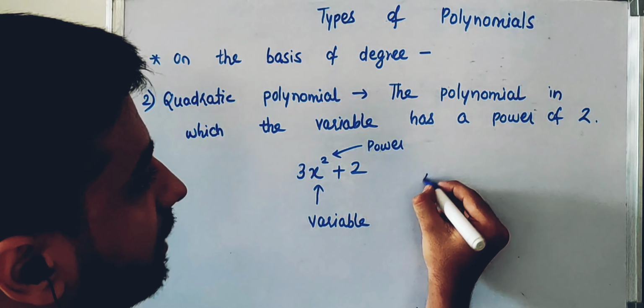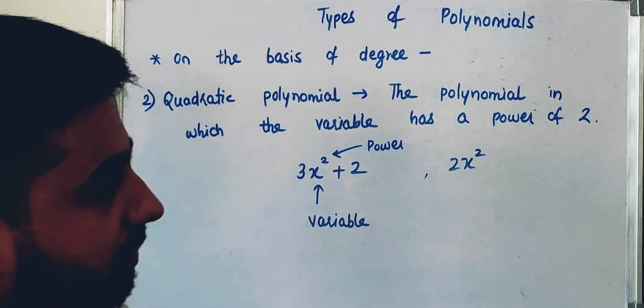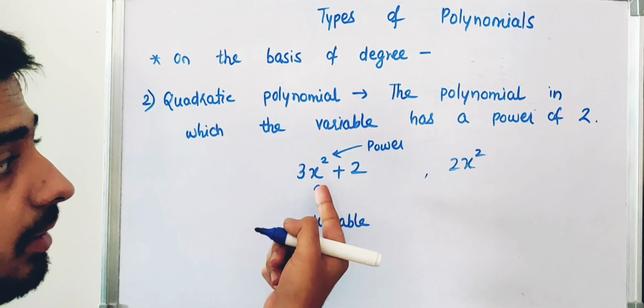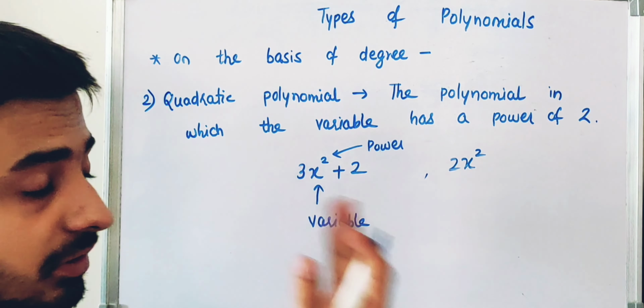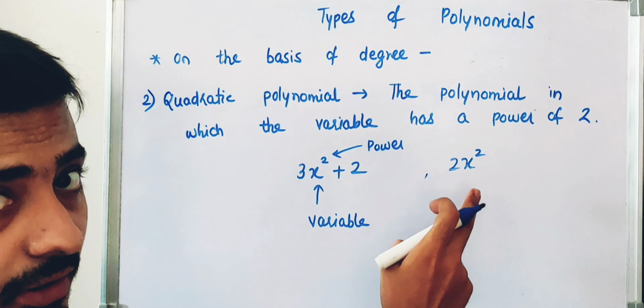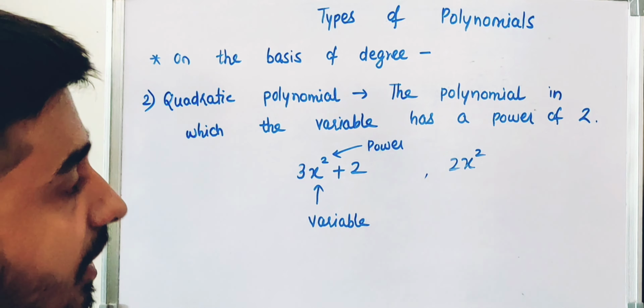The polynomial can be like this also, 2x square. We are not depending on the number of terms. We are going to discuss it further, but it can also be a quadratic polynomial. Clear? Now the next one.